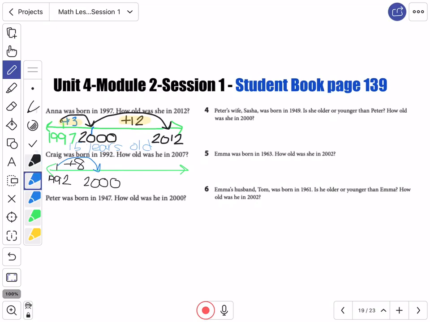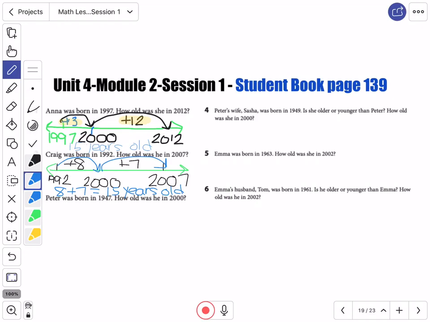All right, so I'm going to jump to 2007, and that is easier for me to jump from 2000 to 2007, so that's 7 more years, okay? So 8 plus 7 more equals 15. So that means that Craig was 15 years old in 2007. Okay, so there's that one for you.